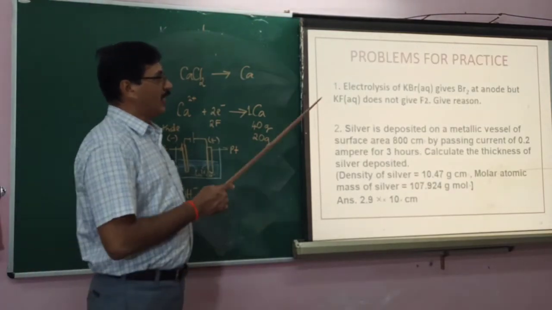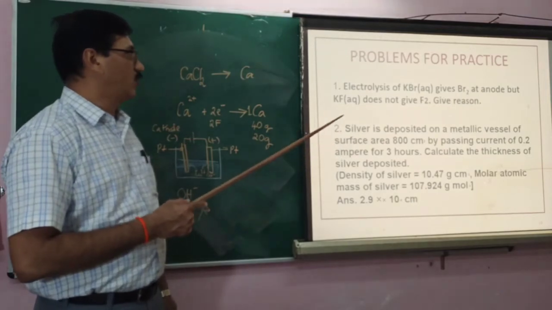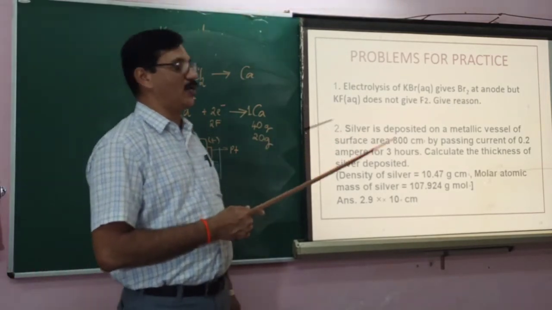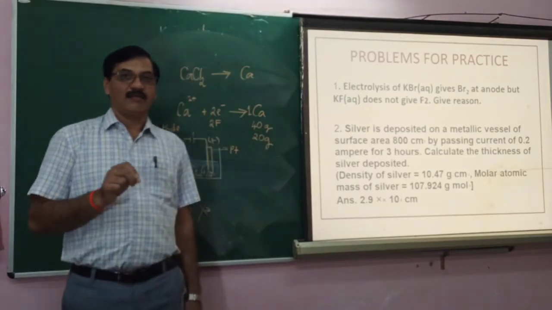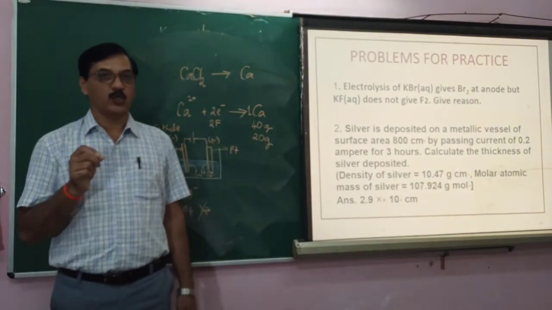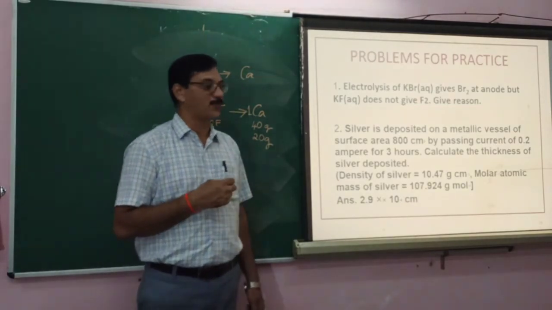Now, electrolysis of KBr gives Br2 at the anode, but KF does not give F2. Give the reason. The answer lies in the electrode potential values. Please refer to it and try yourself. This is a problem for practice.